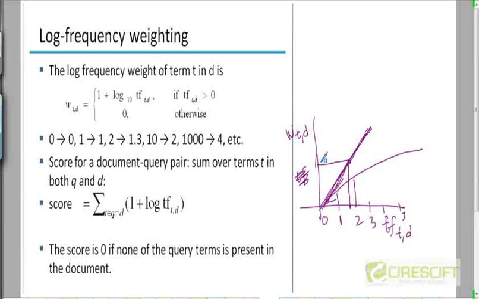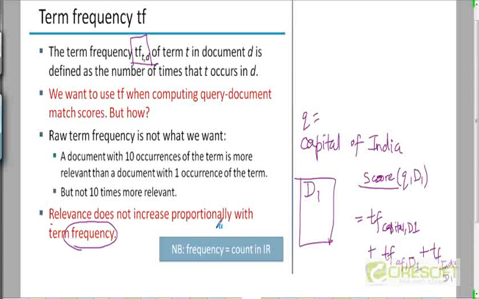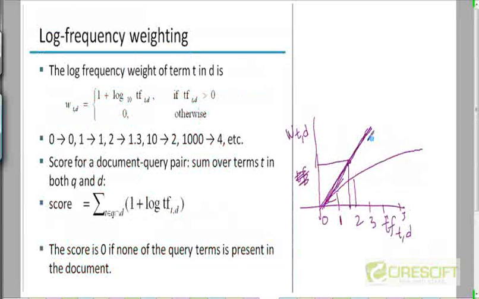Any point along this line is basically of the form x comma x, because the weight is the term frequency in the previous scoring scheme. But now we are going to look at a more complicated scoring scheme where the relevance does not increase proportionally with the term frequency. Here it was increasing proportionately with the term frequency.